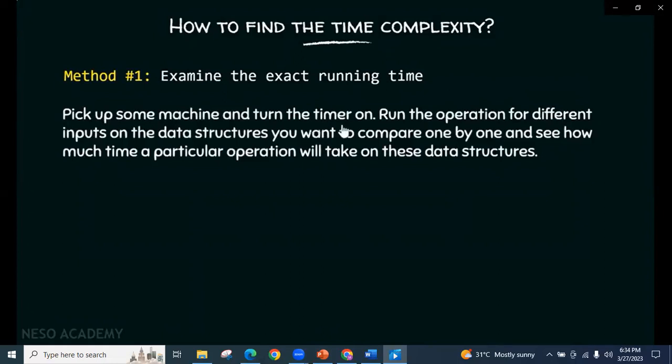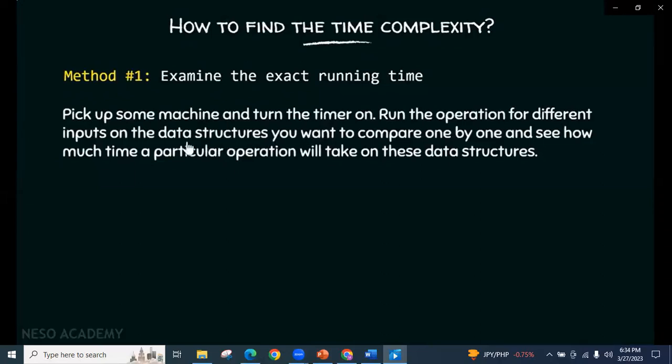You just turn the timer on, and what you will do is run the particular operation for different inputs on one data structure, then on the other data structure, and so on, in the same machine for comparison purposes, of course. And then you can easily compare them because you have the time in your hand. You are basically running the timer. By running the timer, you would be able to compare their actual times.